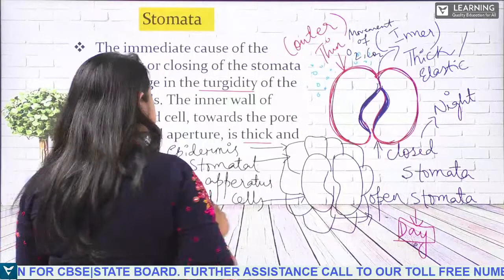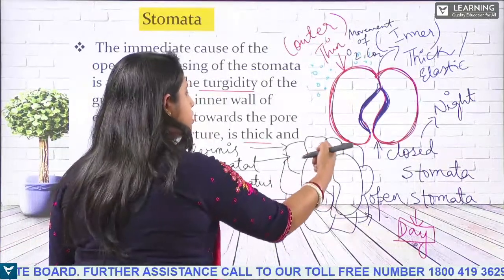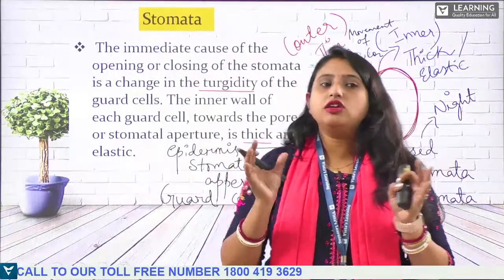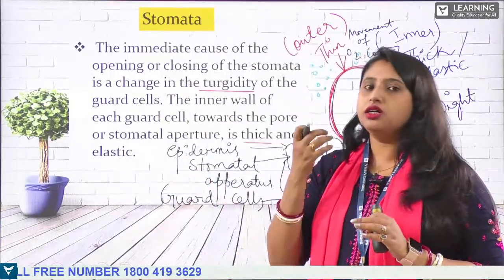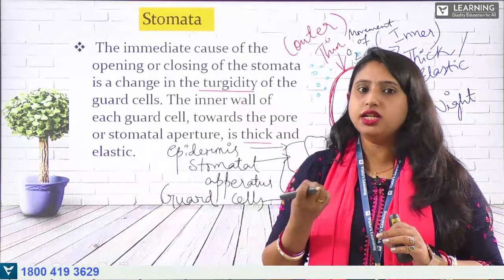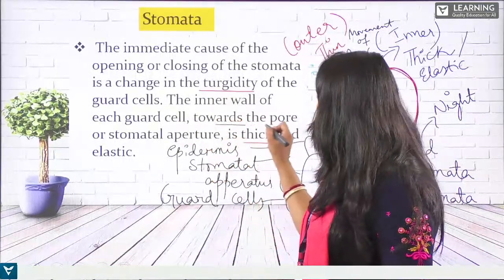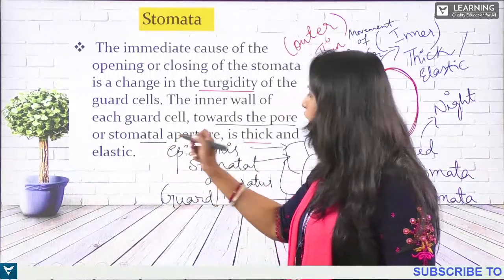Next, now see, these are the stomatal apparatus. So when the stomata closes and opens, the cells become turgid. The inner wall of the guard cell towards the pore has got the stomatal aperture.